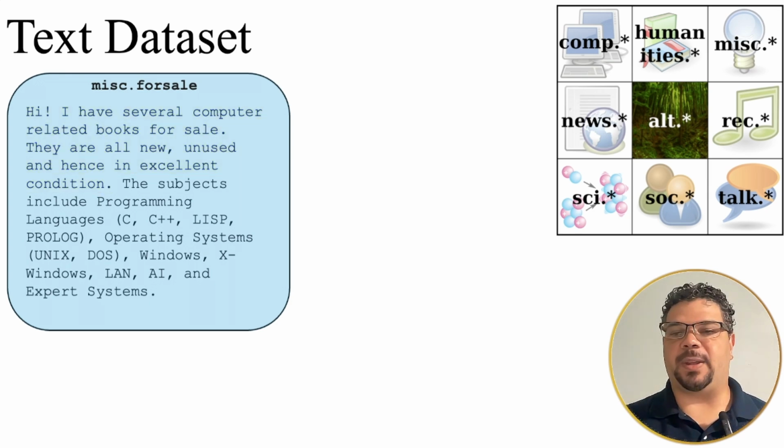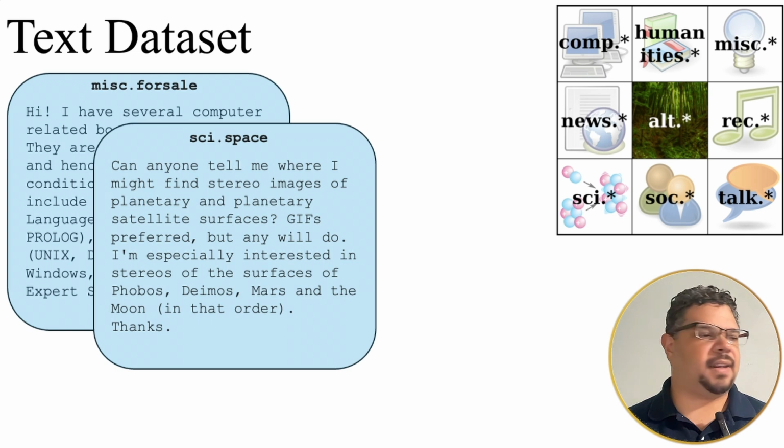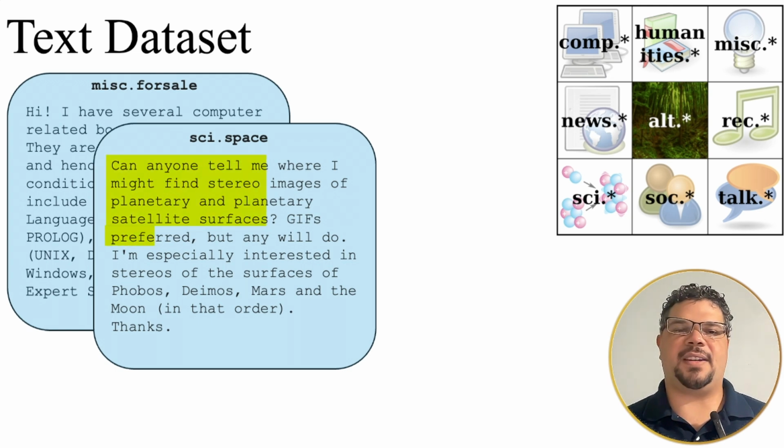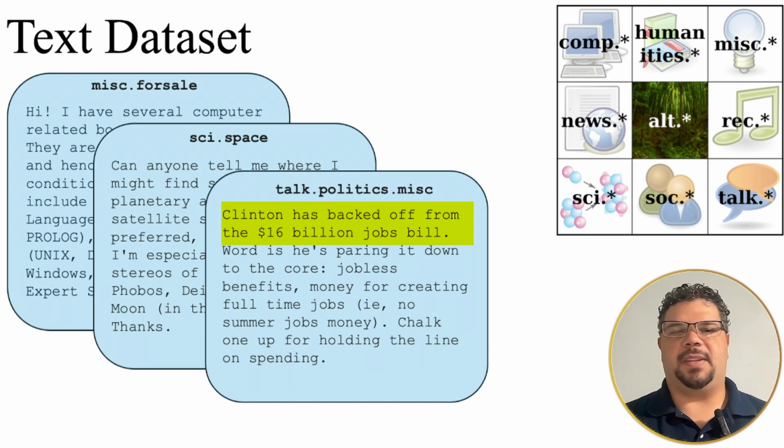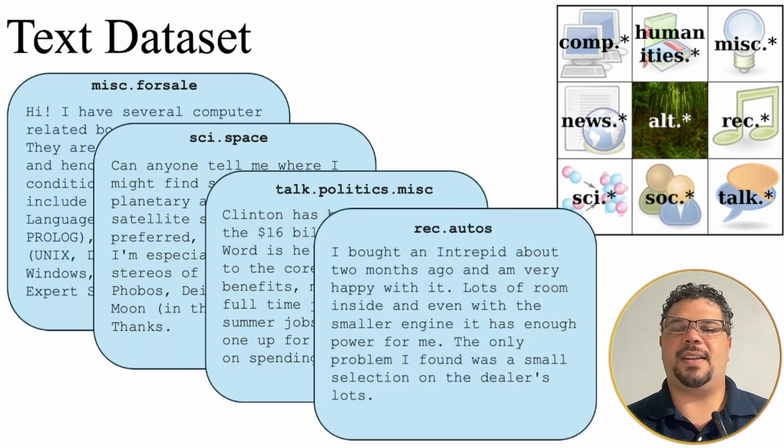Okay, another example. We can go to the Space newsgroup, and here we find an example of, "Can anyone tell me where I might find stereo images of planetary and planetary satellite surfaces? GIFs preferred." I can tell they pronounced GIF from how they spelled it. Okay, from the politics group, we have "Clinton has backed off the $16 billion jobs bill." This is President Bill Clinton. Can you tell that Usenet peaked in popularity in the early 90s? And finally, we can take an example from the Cars newsgroup. "I bought an Intrepid about 2 months ago, and I'm very happy with it."